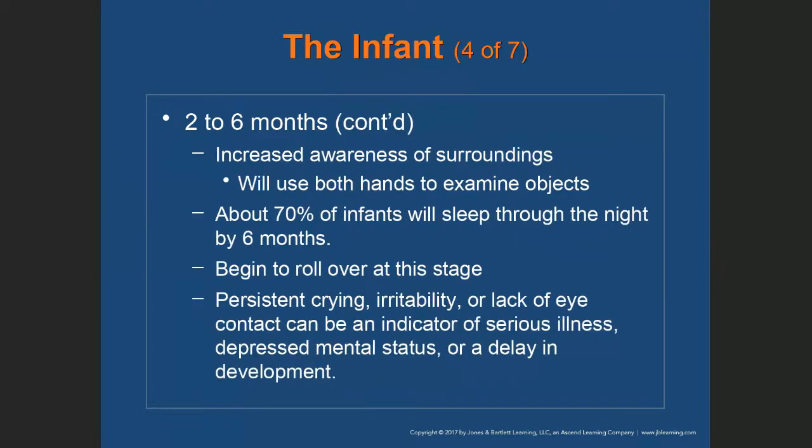2 to 6 months continued, there's an increased awareness of surroundings. They will use both hands to examine objects. About 70% of infants will sleep through the night by 6 months. They begin to roll over at this stage. Persistent crying, irritability, or lack of eye contact can be an indicator of a serious problem, depressed mental status, or delay in their development.